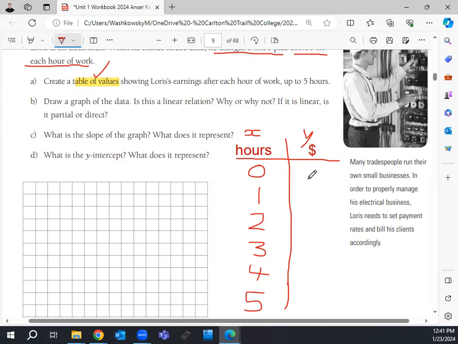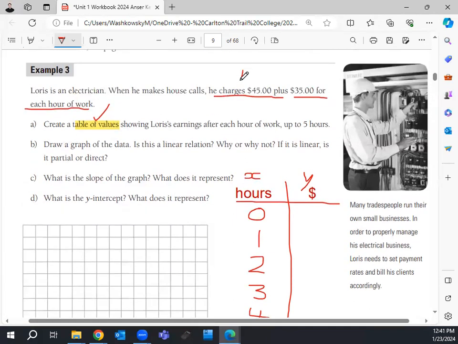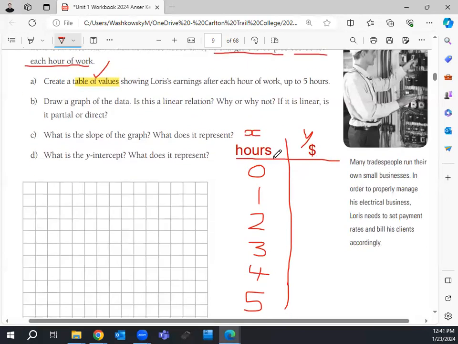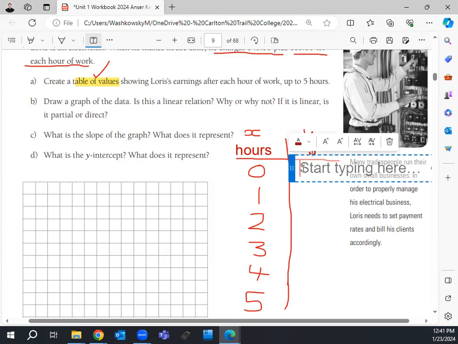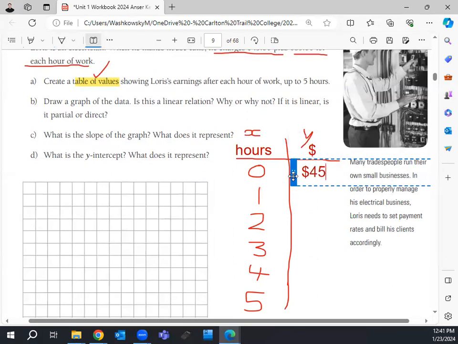How much does he make if he works no hours? 0. He actually makes 45 because remember, he charges to come out there. So even if he shows up and does no work, you're paying 45 bucks. But then after he keeps working, now you already have him here. You've paid out that call out fee. Now how much does he make every single hour?